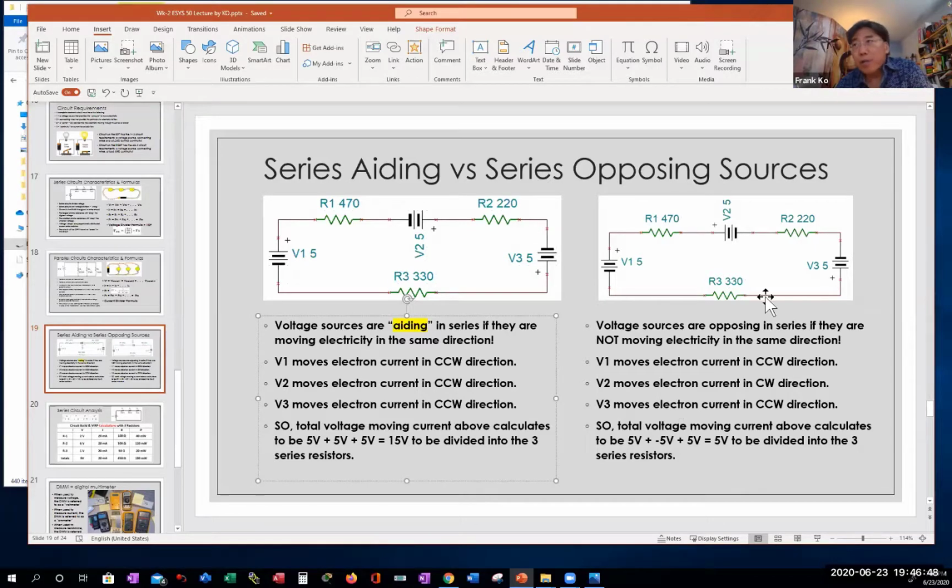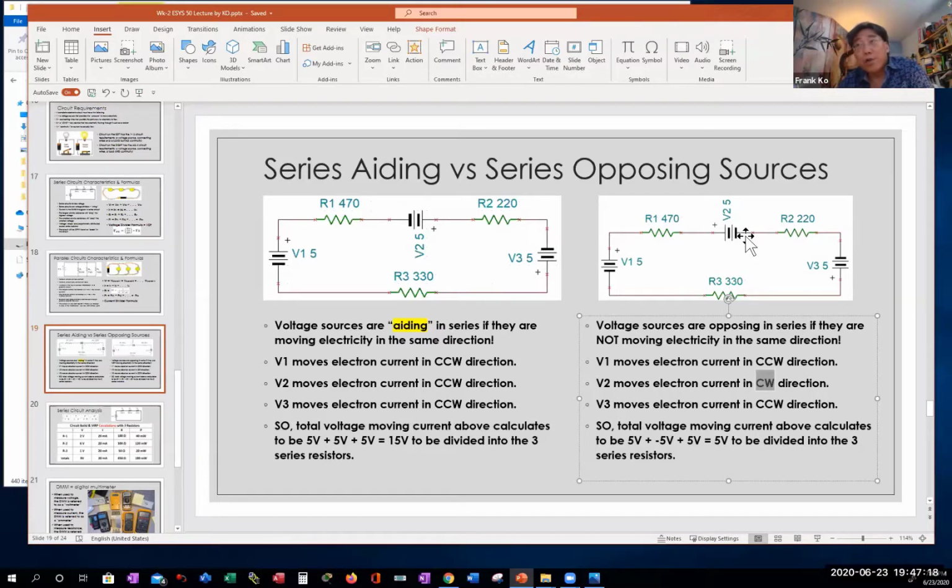Take a look at the circuit on the right. Again, I've got the same resistors and 3 voltage sources, but a slightly different arrangement. Voltage source 1, as before, moves current counterclockwise. Voltage source 3 moves current counterclockwise. But take a look at voltage source 2 closely. Voltage source 2 has the plates reversed. The negative plate is on the right-hand side.